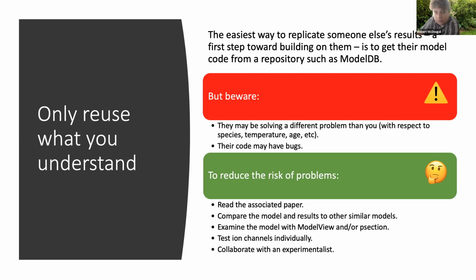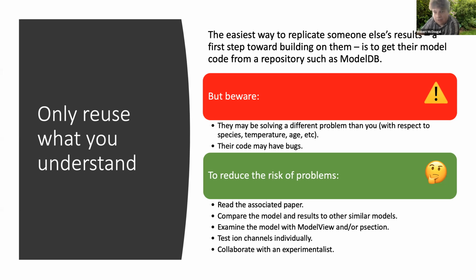NEURON and ModelDB both provide tools for visualizing the model structure. Model view, obviously, within NEURON. There's psection as well within NEURON. Then you may want to dive into these ion channels individually. Like, hey, look, this is a model of an A current. Well, what other models have used this particular A current model? ModelDB will tell you that. You can go in and look at their IV curves or whatever's of interest to you.